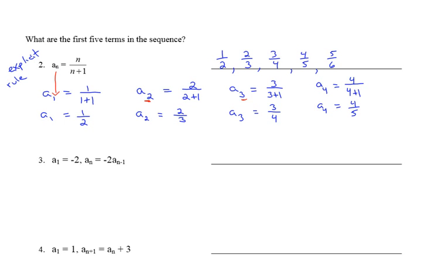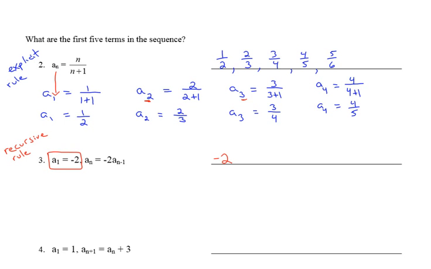Now, number 3's rule looks a little bit different because number 3 starts off saying that A sub 1 is negative 2. They're giving me the first term in the sequence. The first term in the sequence is negative 2. This is called a recursive rule. Anytime the rule starts off giving me the first number in the sequence, I know that that's a recursive rule.